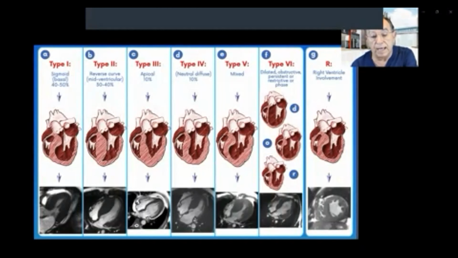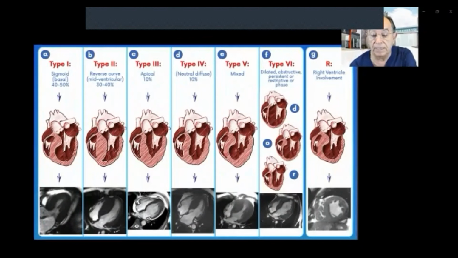Type 3 is the apical, also known as Yamaguchi hypertrophic myocardiopathy. Type 4 is the neutral diffuse, a patient with diffuse hypertrophy. It is a very common finding in 10% of the patients. And finally, type 5 corresponds to patients with mixed hypertrophy. It is the presence of hypertrophy in different segments, maybe basal, apical, or apical and medioventricular in different places, but it's not diffuse. It's not diffuse symmetric hypertrophy. This is asymmetric, with different planes or segments with hypertrophy.